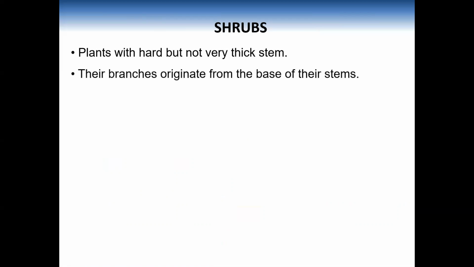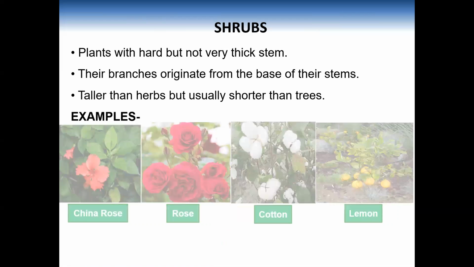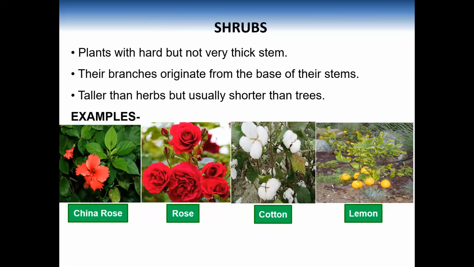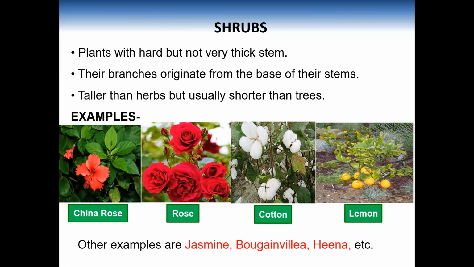What are shrubs? Plants with hard but not very thick stem are known as shrubs. Their branches originate from the base of their stems. They are taller than herbs but shorter than trees. For example, China rose, which is also known as hibiscus, rose, cotton, lemon. Other examples are jasmine, bougainvillea, henna.